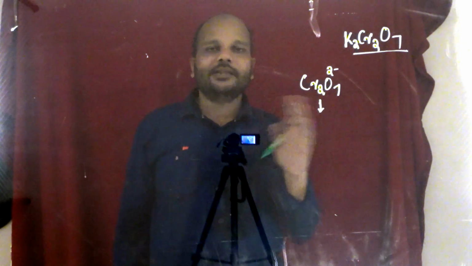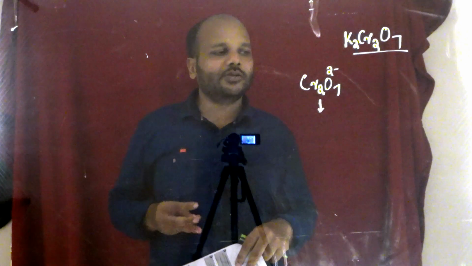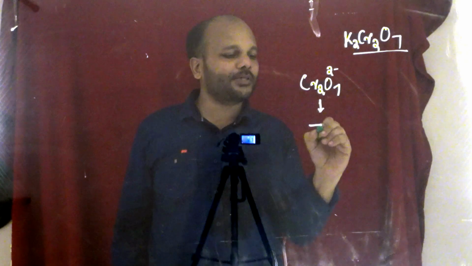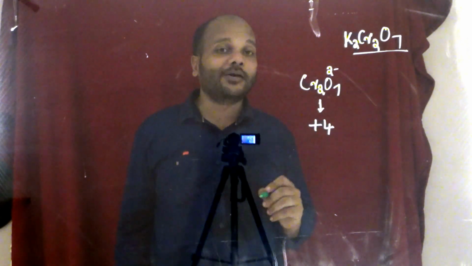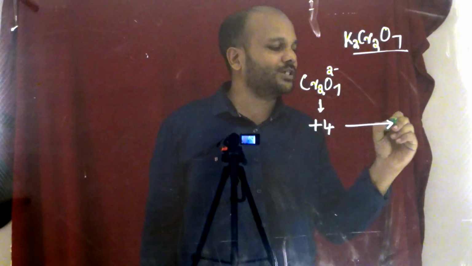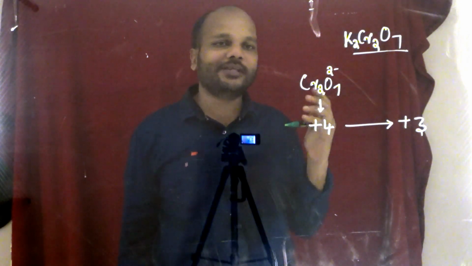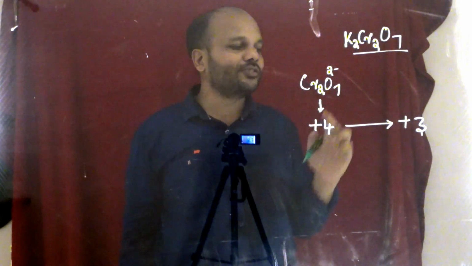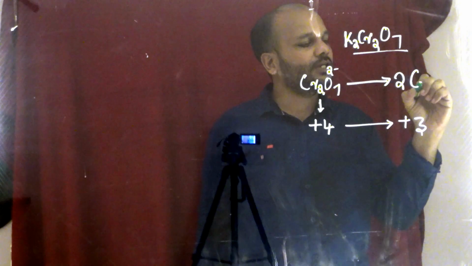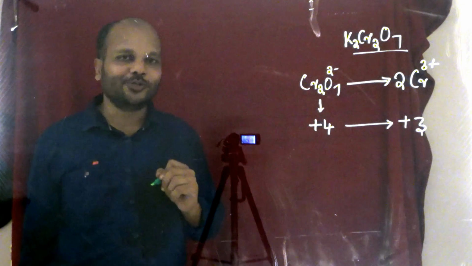See, of these oxidation states of chromium, one will be more stable. In Cr2O7 2 minus, the chromium is in the +4 oxidation state. But remember, the stable oxidation state for potassium dichromate is +3. Obviously, this Cr2O7 2 minus will have a tendency to shift from the +4 oxidation state to the +3 oxidation state. So this will be changing to 2Cr3 plus. So this is how the oxidation state is going to change.